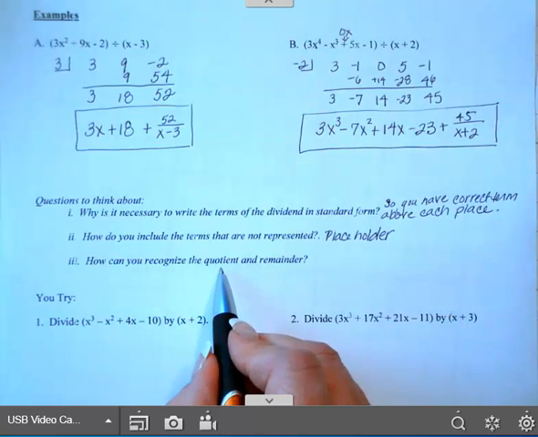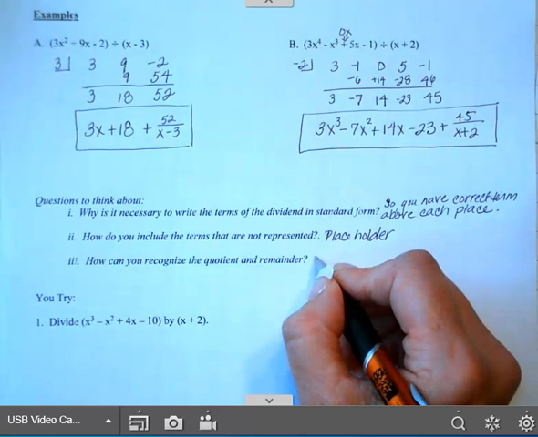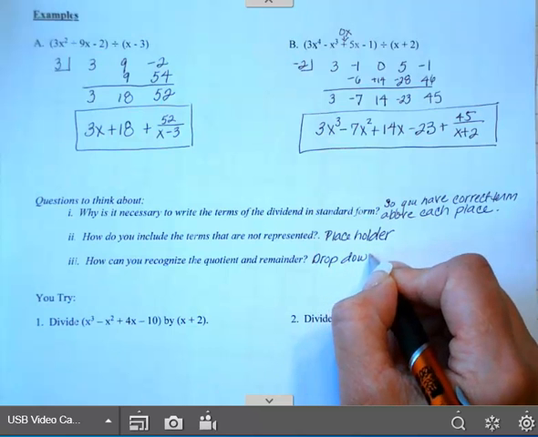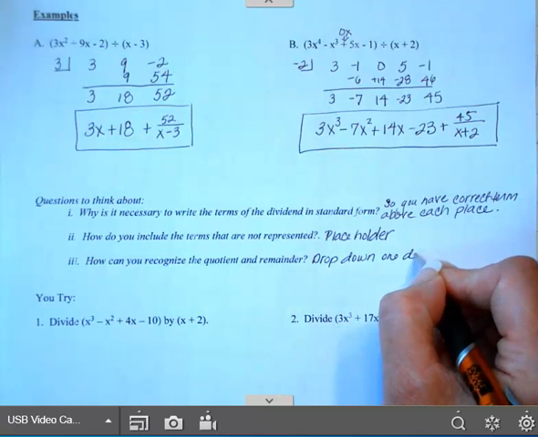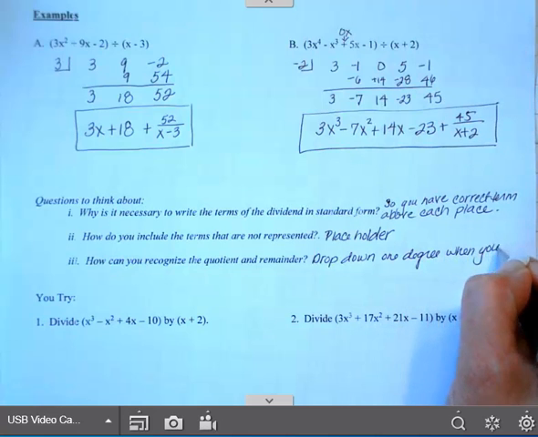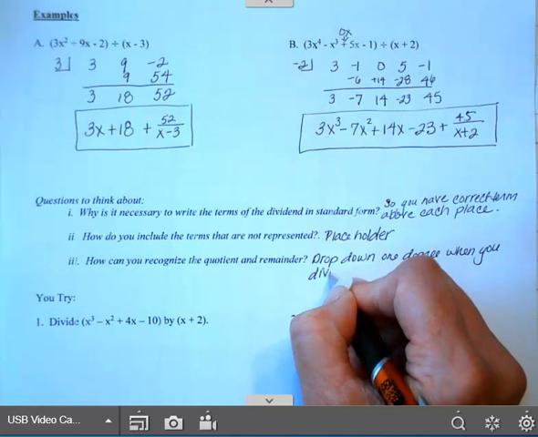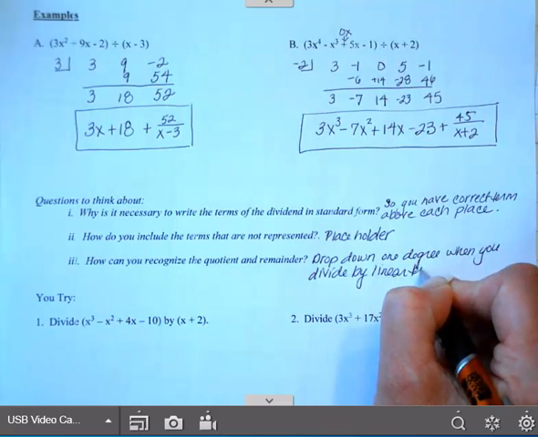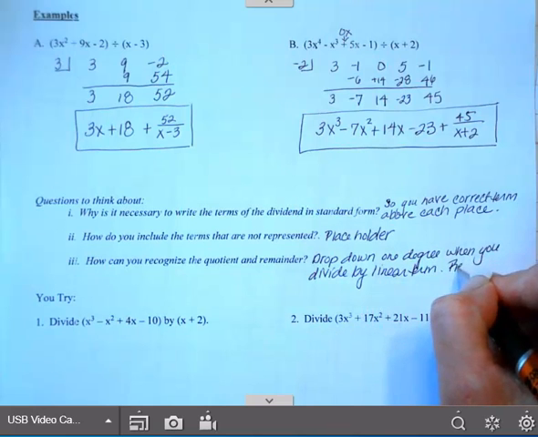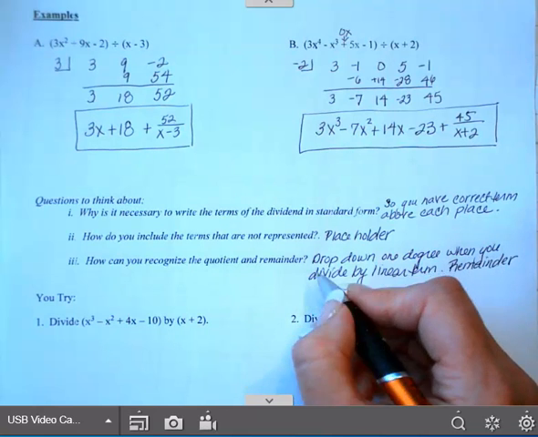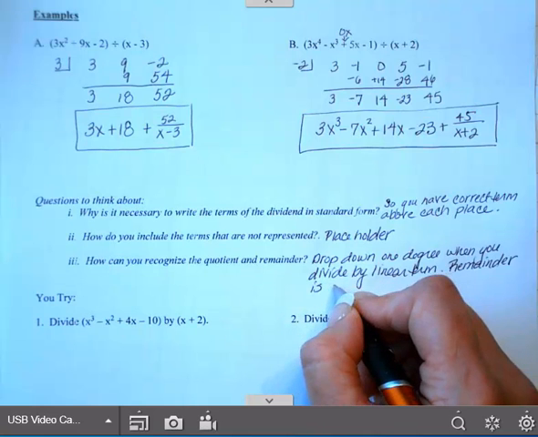And then how do you recognize the quotient and remainder? You're going to drop down 1 degree when you divide by a linear term. And your remainder is the last term in synthetic division.